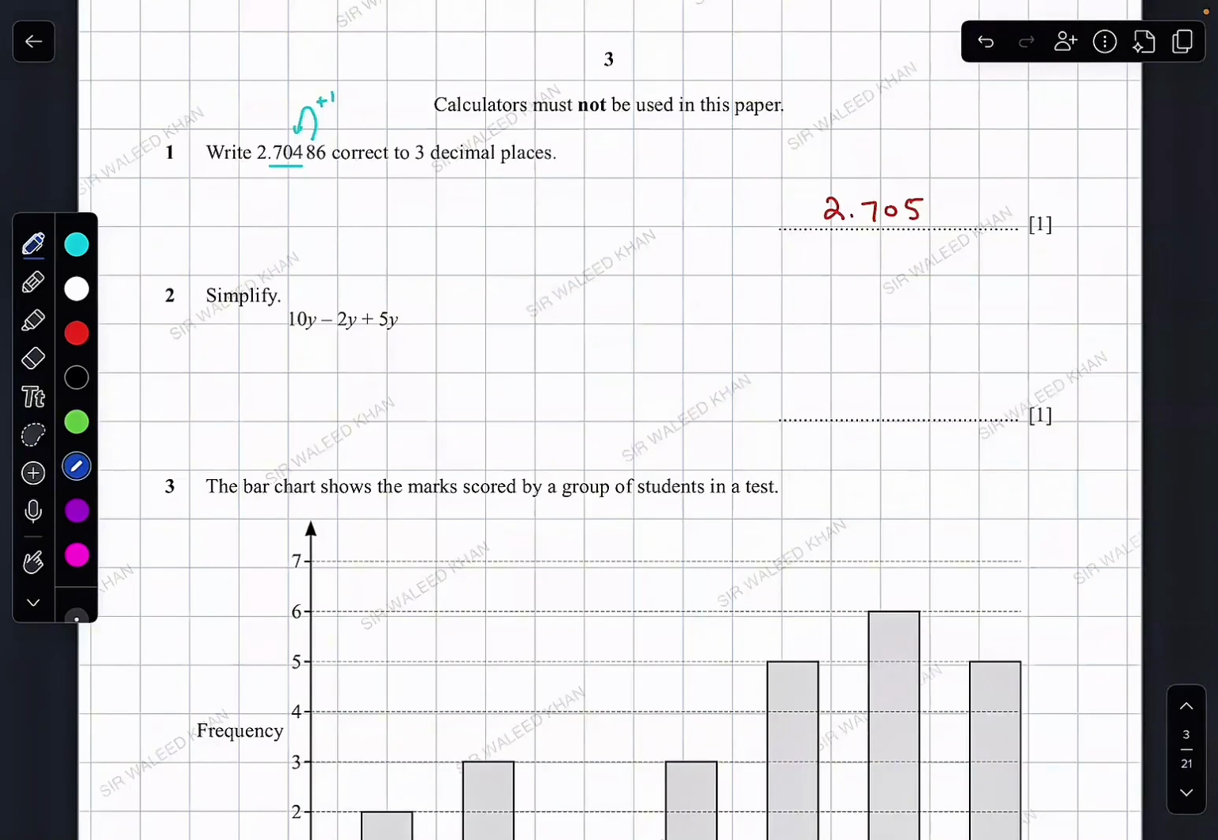Next, simplify this, and we have to see they are already like terms. So what we have to do is, according to BODMAS, we add them first. So 10y plus 3y, and then we add them, 13y.